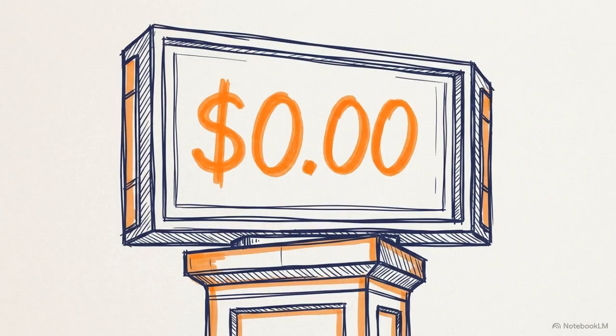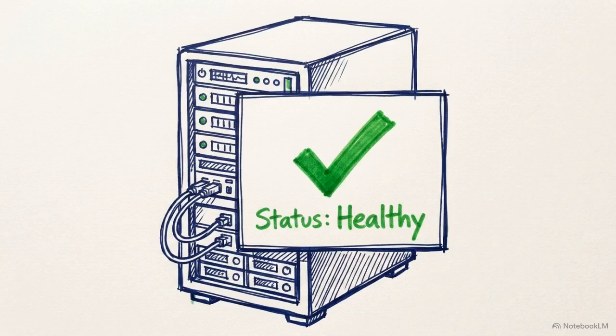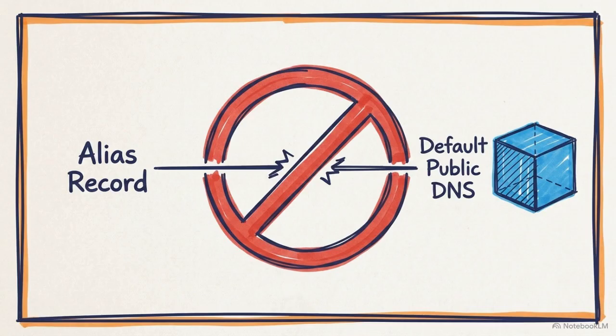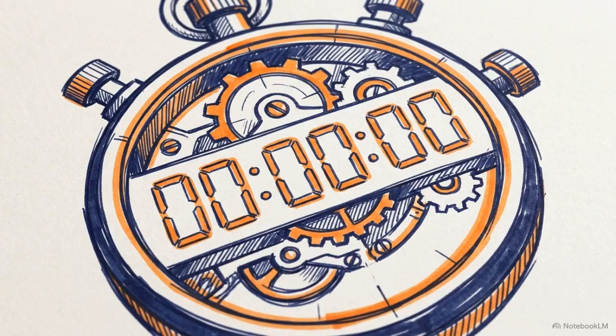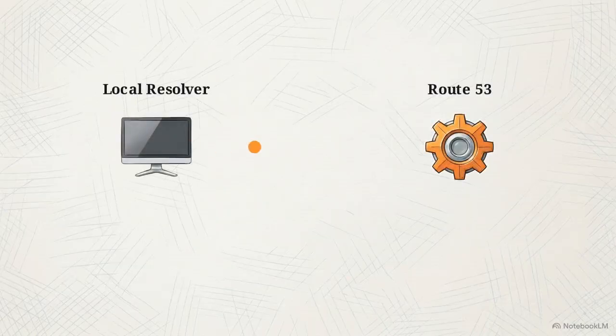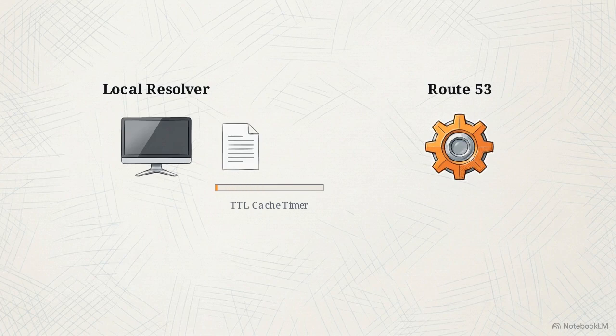These records are free of charge and include native health checking to evaluate if the target resource is healthy before routing traffic to it. Note one constraint. An alias record cannot point directly to the default public DNS name assigned to an EC2 instance. For all non-alias records, you must configure the time to live, or TTL. This is the duration in seconds that a local resolver is permitted to cache a resolution before it must query Route 53 again. Choosing a TTL is a balance of cost and agility.